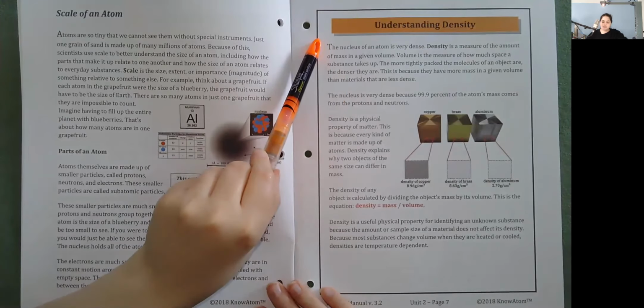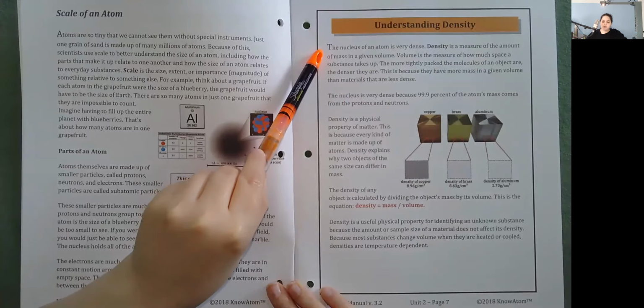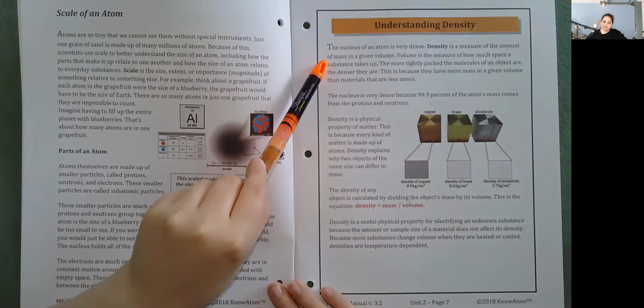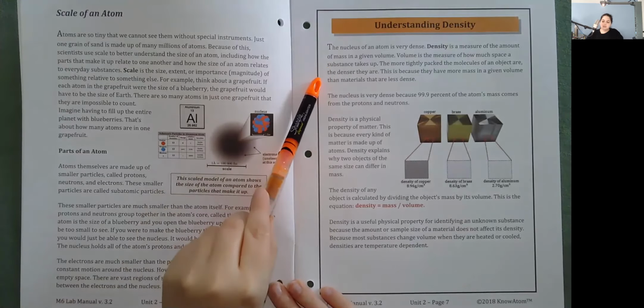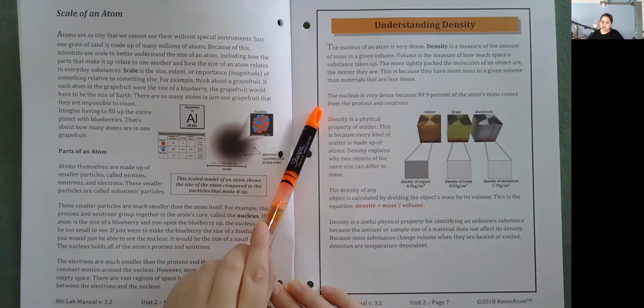Understanding density. The nucleus of an atom is very dense. Density is a measure of the amount of mass in a given volume. Volume is the measure of how much space a substance takes up. The more tightly packed the molecules of an object are, the denser they are. This is because they have more mass in a given volume than materials that are less dense. The nucleus is very dense because 99.9% of the atom's mass comes from the protons and neutrons.